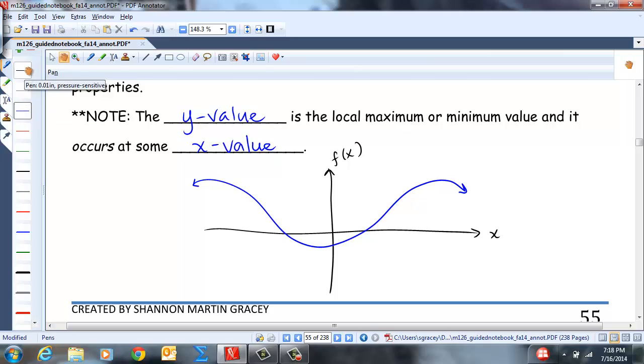So let's label this. About right here, if we call this input value our first C1, we have this ordered pair C1, f at C1, right? So f at C1 is the y value that corresponds. So there's a local maximum at x equal to C1, and the local maximum is f at C1. Very good. Now, let's keep going.